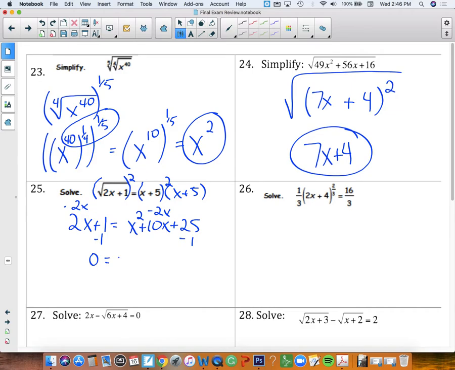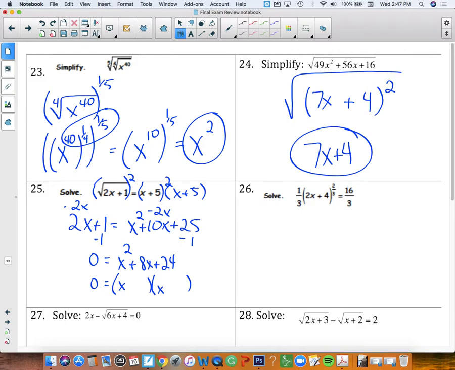So I'll have 0 equals x squared plus 8x plus 24. And then we have to factor and solve. All right, so factors of 24 that add to give us an 8. That would be a 6 times, no, that would not be a 6. 8 times 3 is 24. And 6 times 4 is 24. That doesn't do it. What else? 12 and 2. I don't think this one factors.